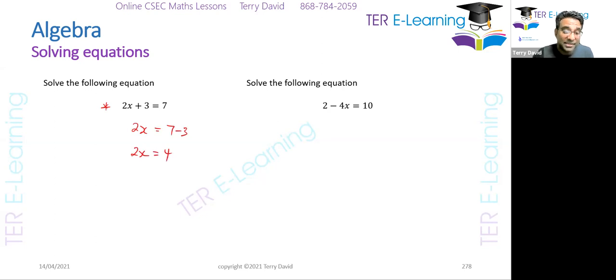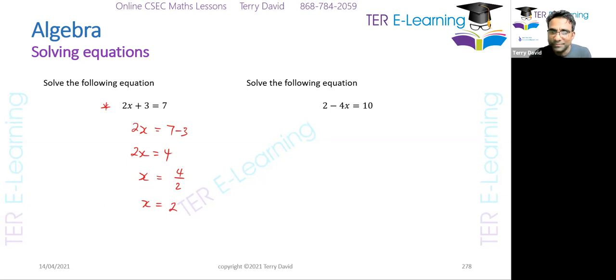And if you want to get rid of this 2, I need to divide both sides of the equation by 2. And this is going to become x is equal to 4 divided by 2. And therefore x is equal to 2, right? This is how we solve a simple linear equation. That's what you call this type of equation.